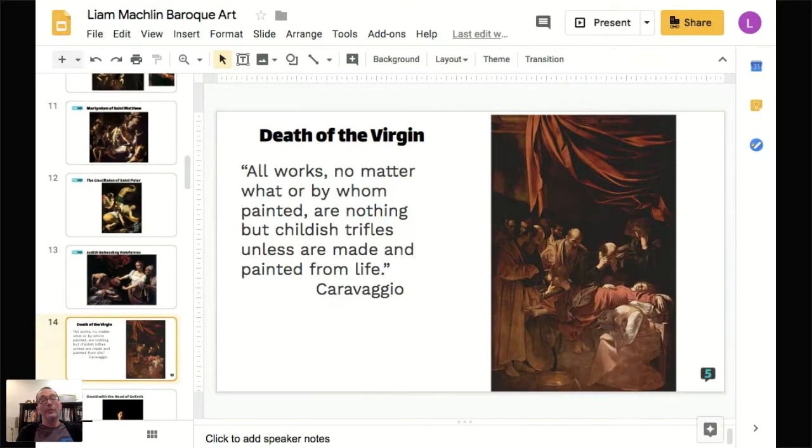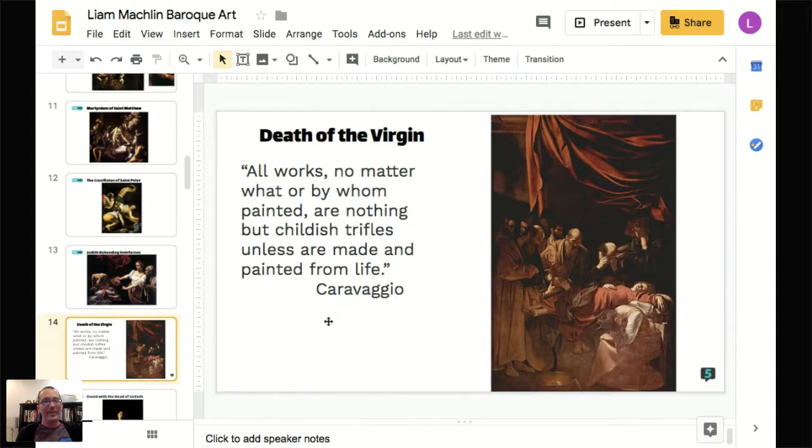an order of nuns ordered this painting from Caravaggio, and when they saw it, they refused to pay for it. So, they're not getting what they want. And even worse, there was a rumor saying that he painted a prostitute as the model for this image. So, she's kind of bloated. That's not what people are thinking when they're thinking about Mary, the mother of Christ.